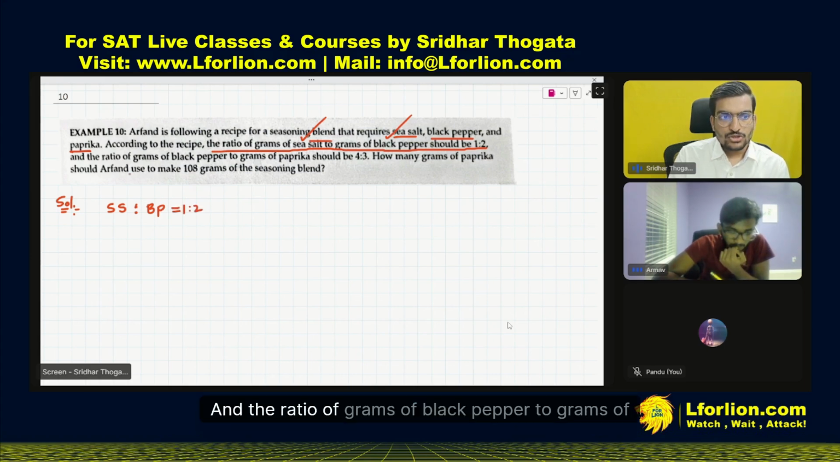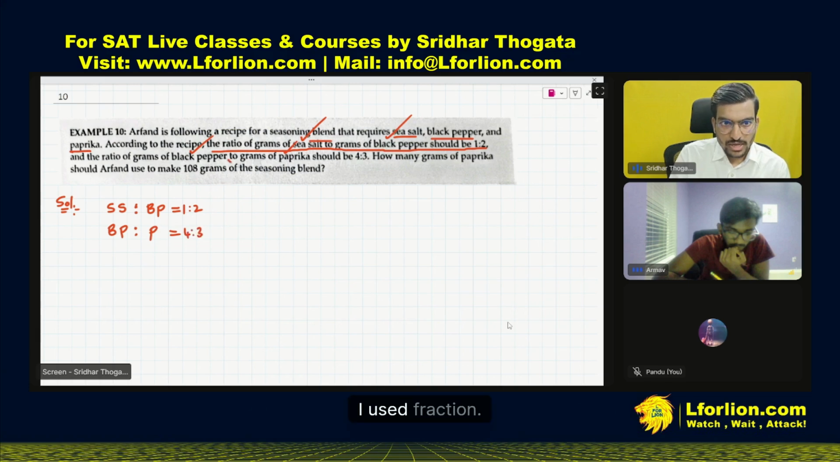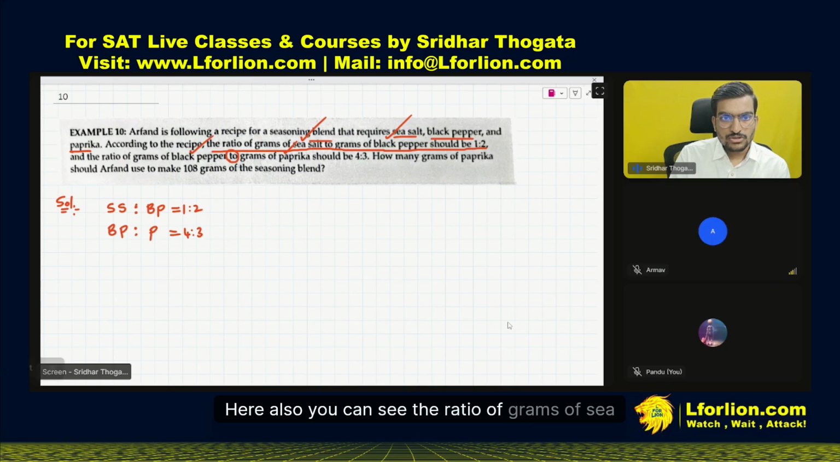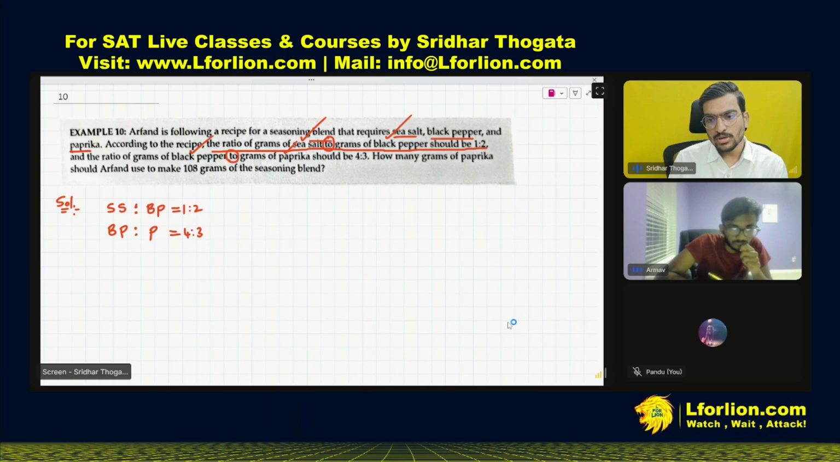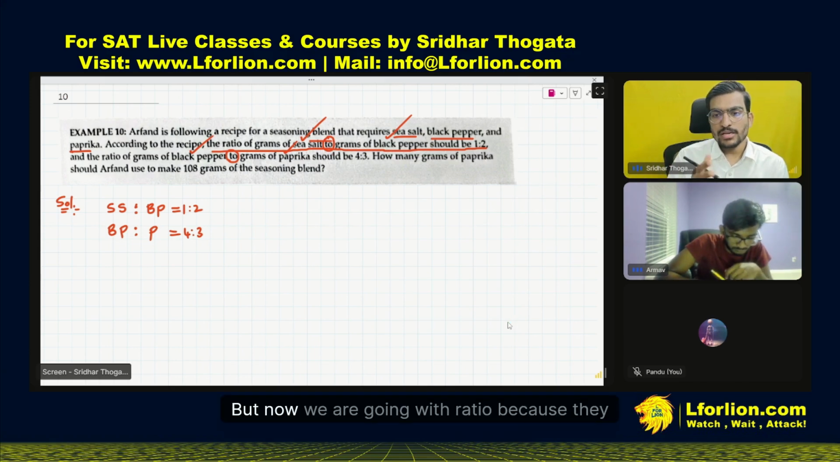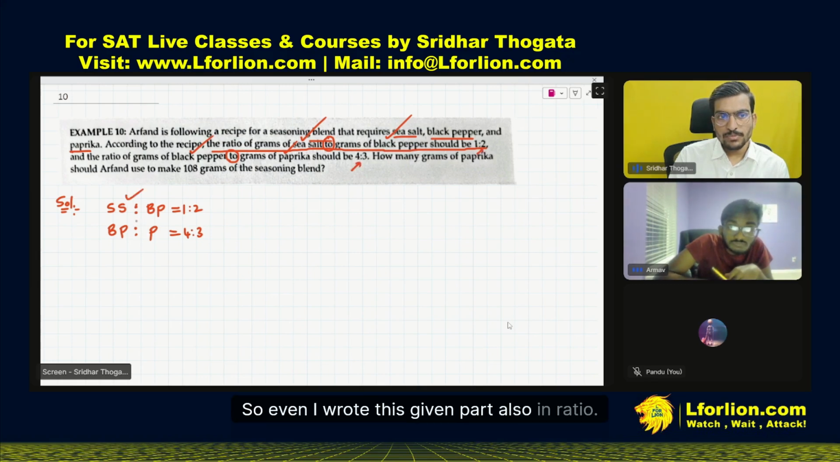And the ratio of grams of black pepper to grams of paprika equals 4:3. You can ask me in other questions, whenever the 2 comes, I used fractions. Whenever sea salt to black pepper to paprika comes like this, we did problems using fractions. But now we are going with ratio because they mentioned ratio here, so I wrote even this given part in ratio.